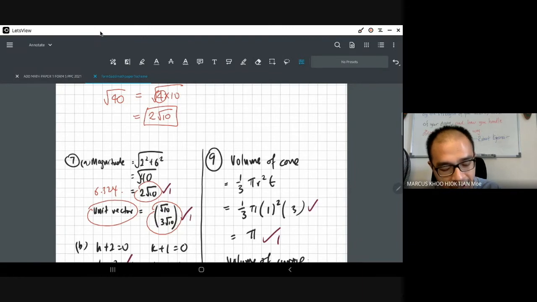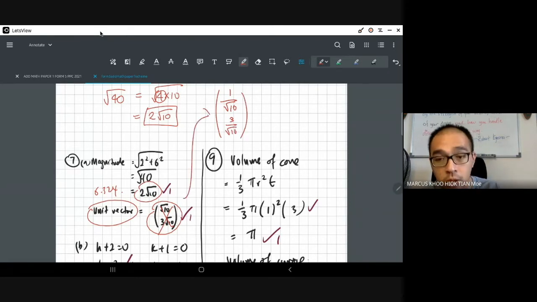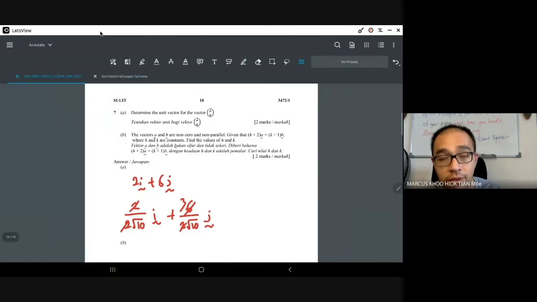This is wrong, sorry. This should be 1 over square root 10, and 3 over square root 10. This is the answer: 1 over square root 10, 3 over square root 10. But how we get this is we divide by this.